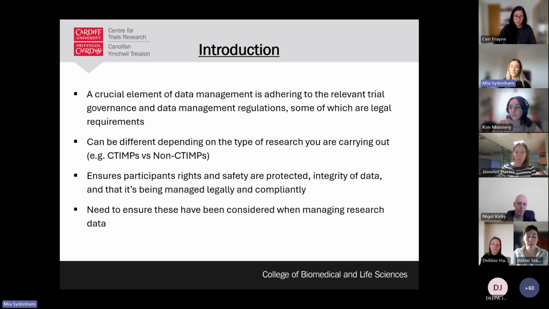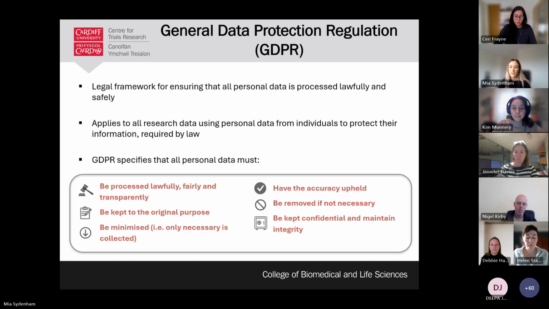So these frameworks are in place to ensure that the safety and rights of participants are protected, to maintain data integrity, and to ensure that research is being managed legally and compliantly. So we need to ensure that these regulations have been considered when we're managing research data. So what are the frameworks that we need to follow within data management?